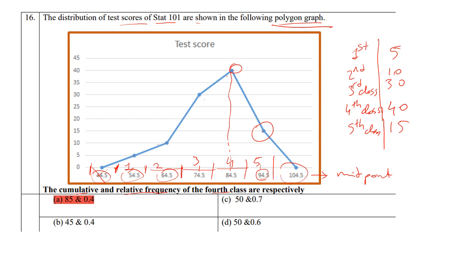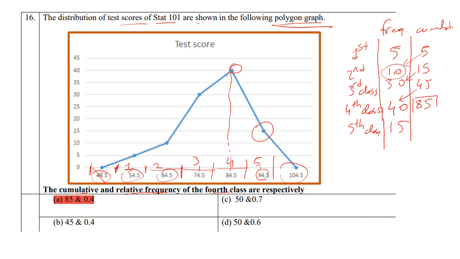So basically, what we want to do is find the cumulative frequency and the relative frequency. The cumulative frequency comes from adding the frequencies here. So this is 5, this is 15. Each time you add, it's 45. So you add this to 5, and then you add this to 30, you got 45, and you add this one to 40, you will get 85. This is where we stop because it's asking for the fourth class. It's 85.